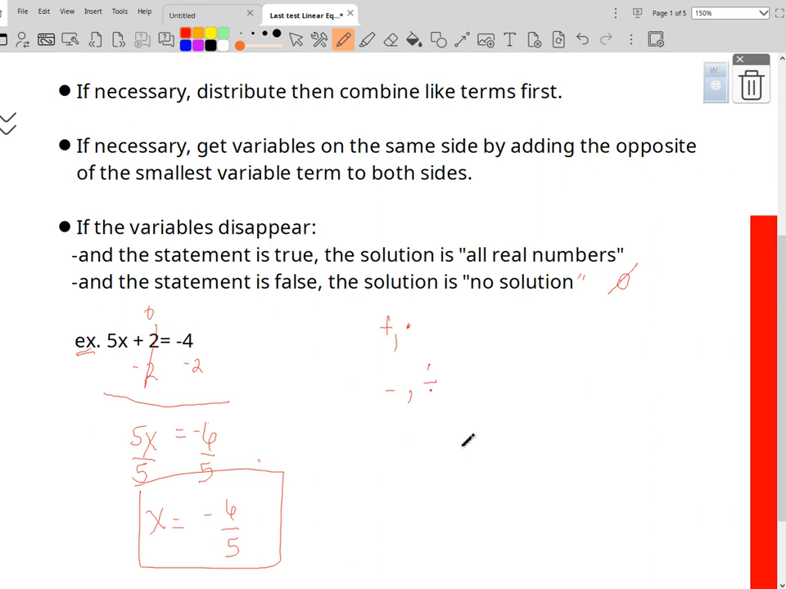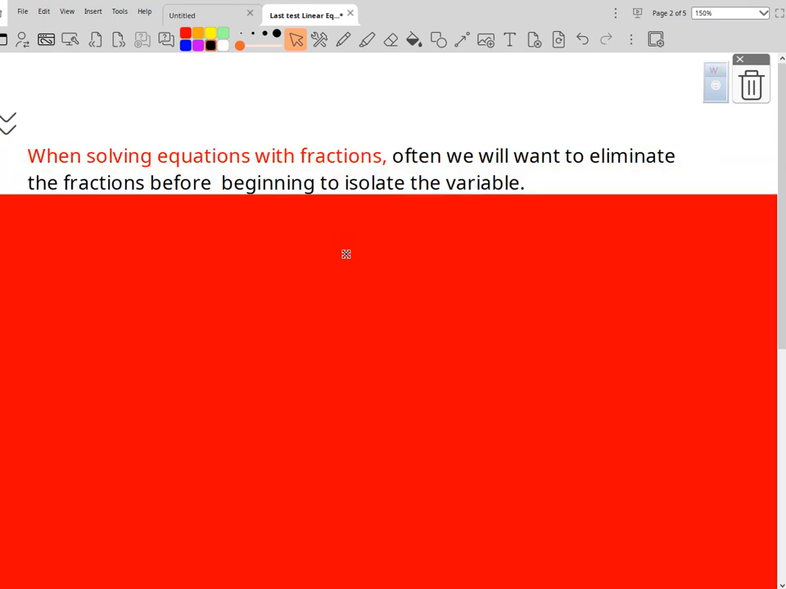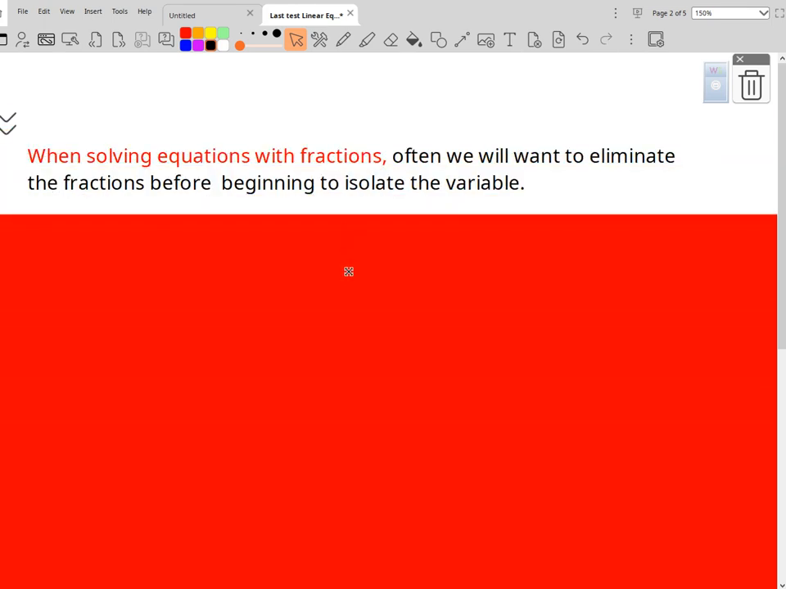Okay. We don't have a lot of these, just plain old simple equations in your homework. Most of them are going to be if necessary. So we've got a couple more things to talk about, and then we're going to do some problems together. So, solving equations with fractions.